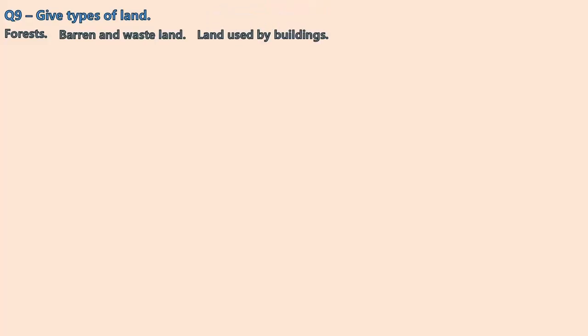Third type is land used by buildings. See, you have to build your building somewhere, isn't it? You have to construct your buildings, construct your roads, etc. Land used by such man-made structures is land used by buildings. Grazing land. See, even if there are no forests, there might be grass where the cows and sheep can graze, and those are known as grazing lands.